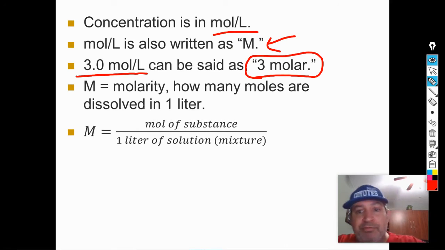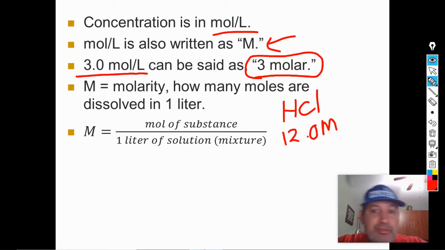The stuff that comes for HCl is hydrochloric acid. That stuff comes from the factory for us as 12 molar on the label.